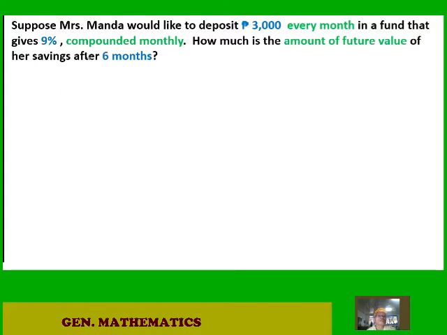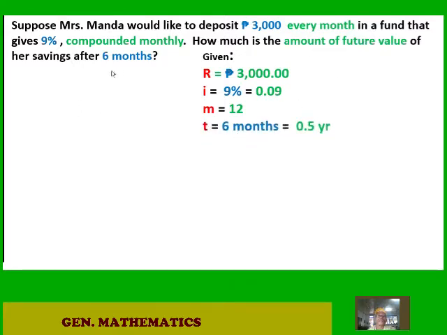Okay. Now let us solve this same problem using the formula. Suppose Mrs. Manda would like to deposit 3,000, so R is 3,000. 9% is the nominal rate, 0.09. Compounded monthly is M equals 12. How much is the future value F? 6 months is the time. 6 months is 0.5 year.